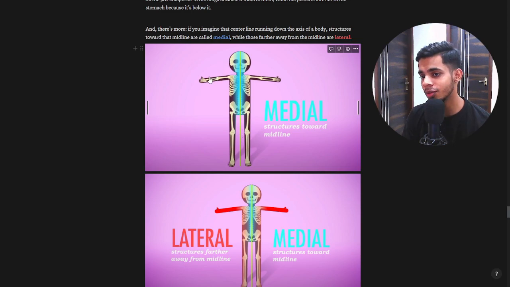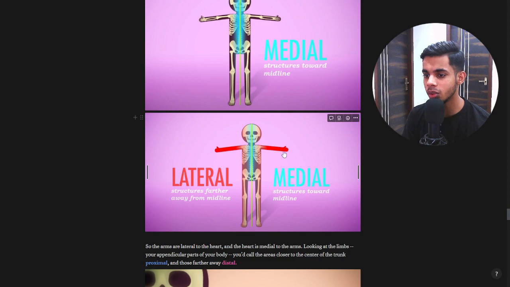On the other hand, if you see the arms, right, both the arms, if you can see the second picture that is there, both the arms are stretched outwards, right? It is very far. Now if you can see the center line and the fingers, they are very far away from the central line or the medial line, right? So how will you denote that? You will be denoting that as lateral, right, which is farther away from the midline.